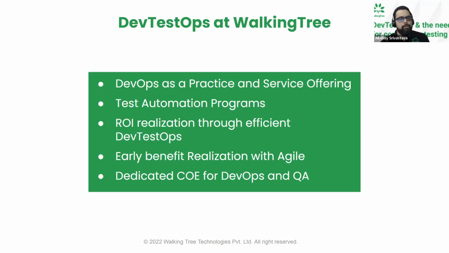When we couple our agile practices with our DevTestOps practices, we as an organization have strong centers of excellence focused around DevOps and quality assurance, working together in collaboration, which really makes Working Tree a strong technology services organization, and also a strong team equipped to support any initiatives related to DevTestOps.